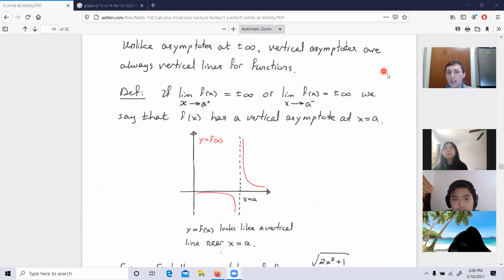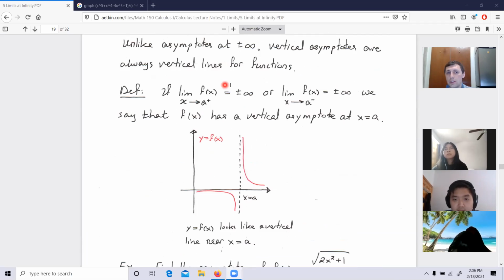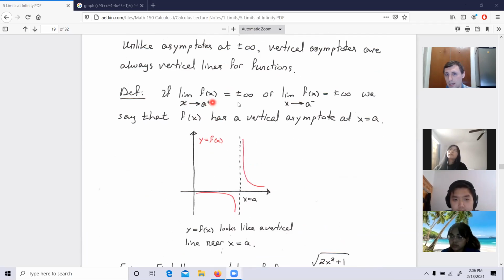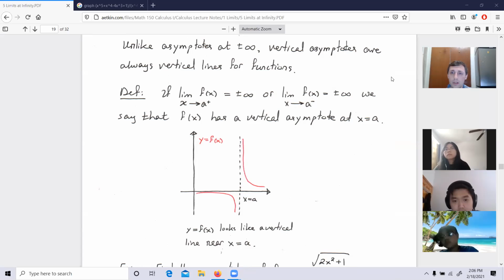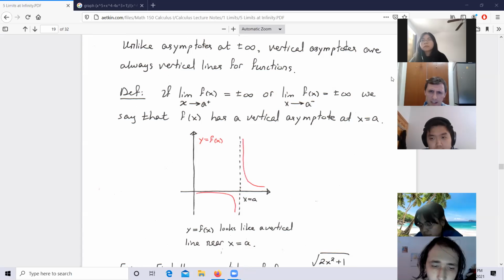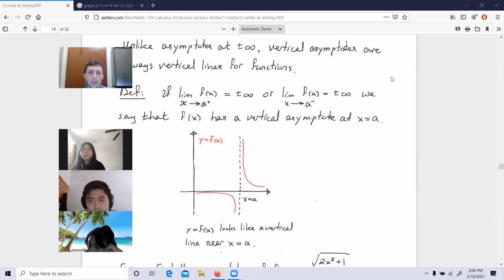Now again, let me remind you what a vertical asymptote is. A vertical asymptote occurs in the following situation: if the limit as x goes to a plus or a minus is plus or minus infinity, we say that the function has a vertical asymptote x equal to a. Now you see I drew you a picture, right? And at vertical asymptotes, the function usually cannot intersect. But that's not a very important part. Don't worry about whether it can be intersected or not. Just understand what the situation is.